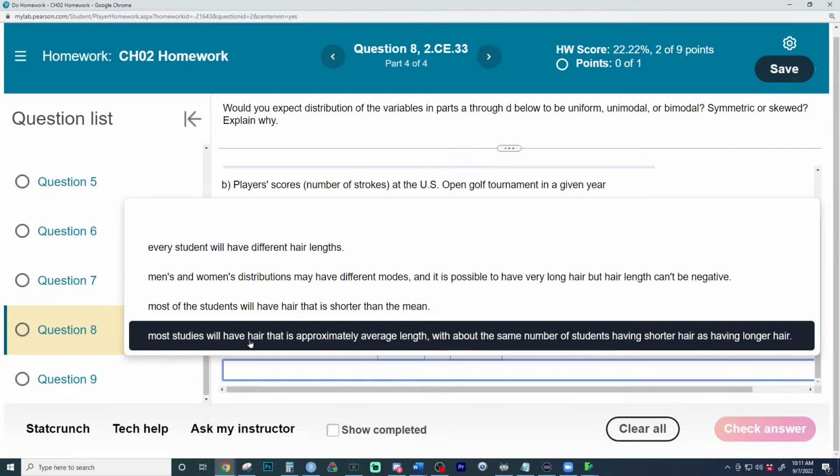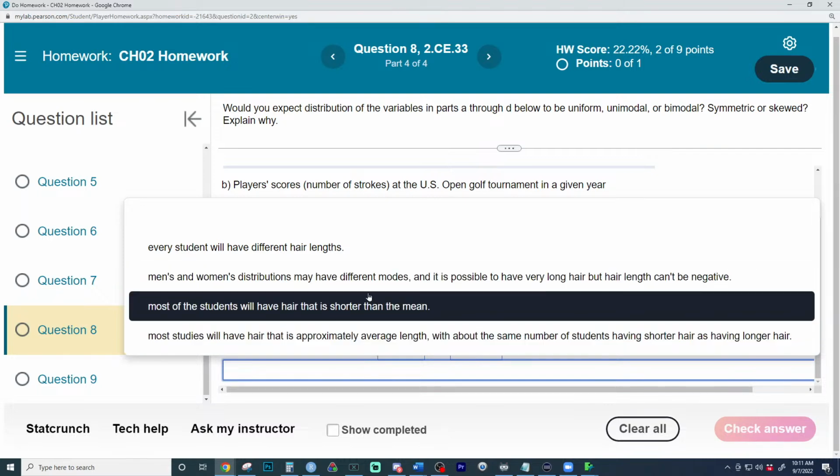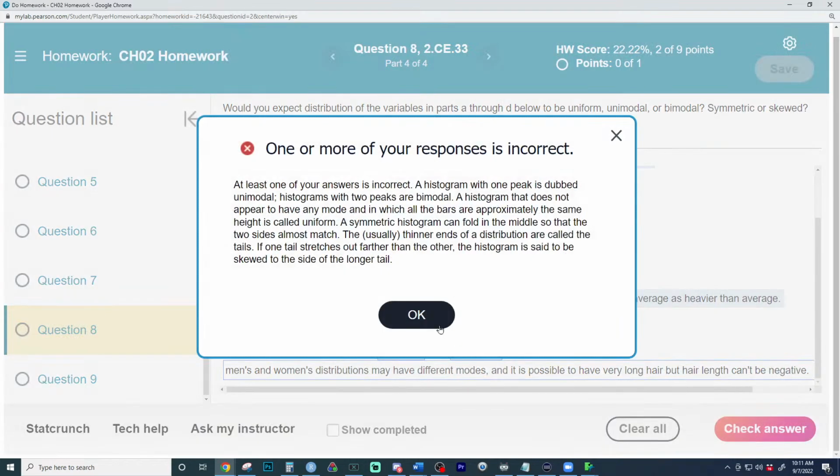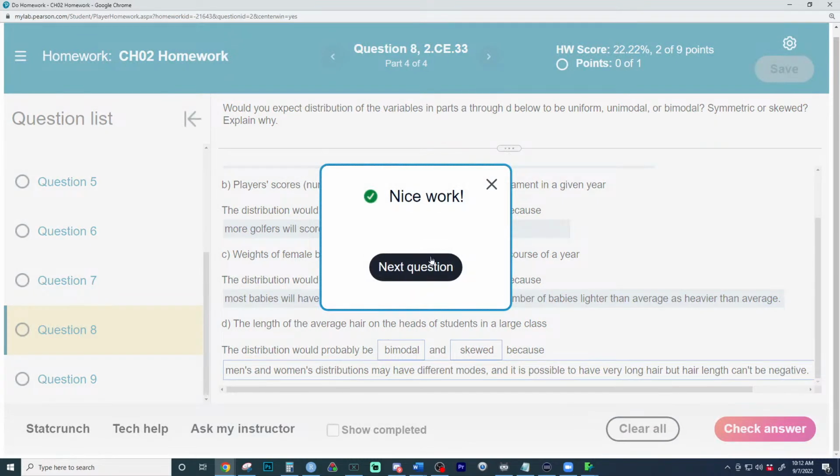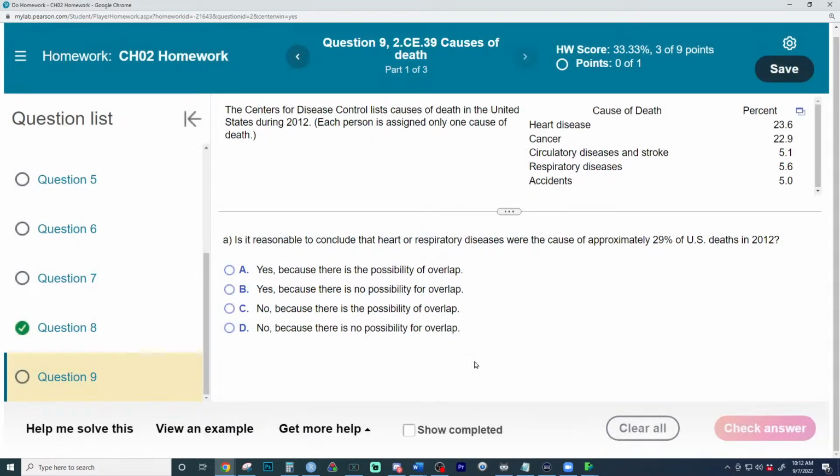Most students. You gotta love a typo. Most students will have hair that's shorter than the mean. No. So we should be good. The symmetric, really? That's just mean.